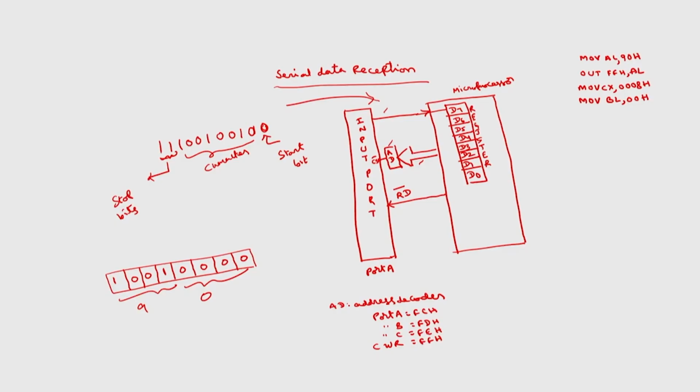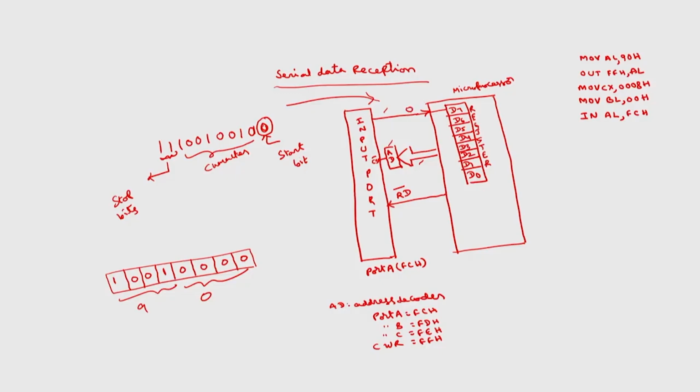Then first I will take the input bit in AL comma FCH. This is the FCH port address. The first bit that is received, if it is a correctly received character, should be 0, and that will be available here. If I take it in AL, it is available in the LSB. So, I want to check whether this LSB is 0 or 1.